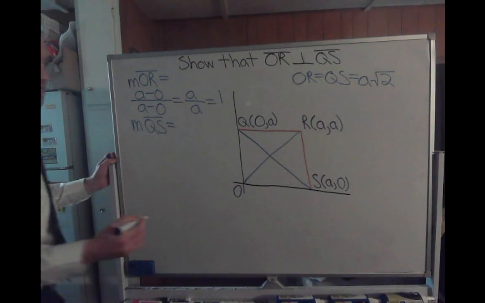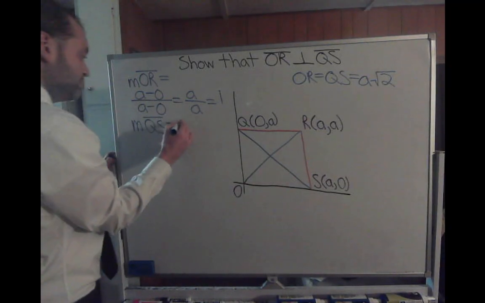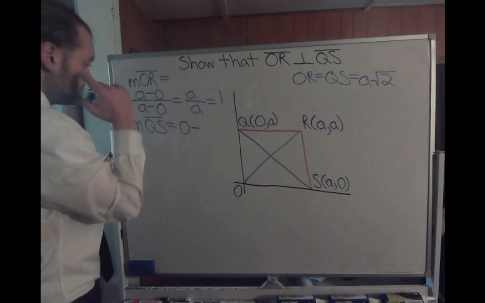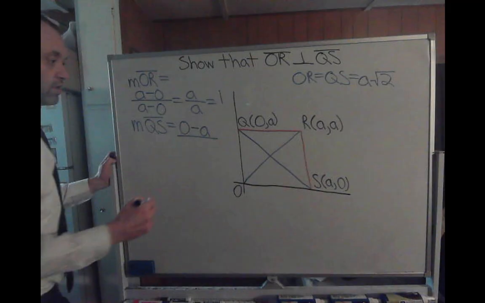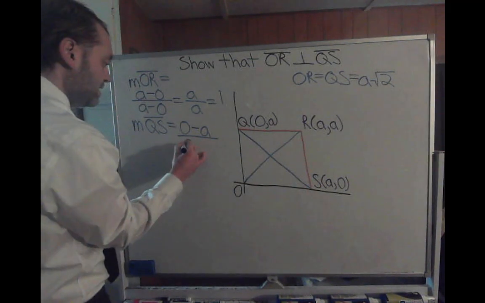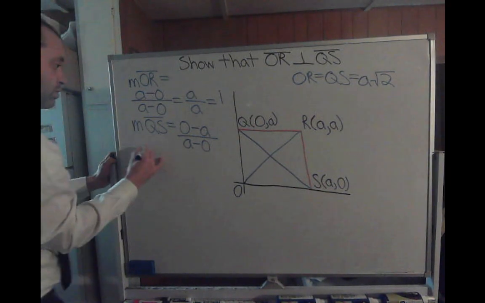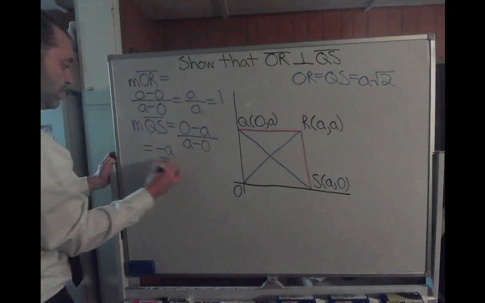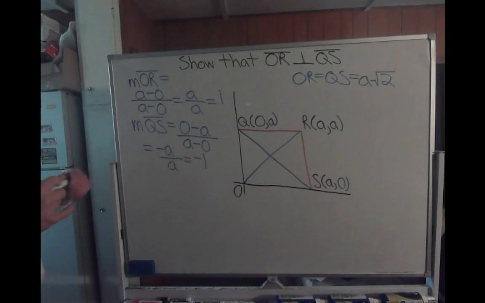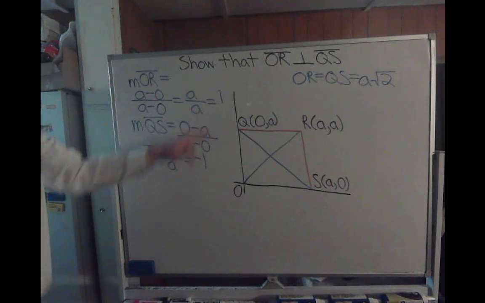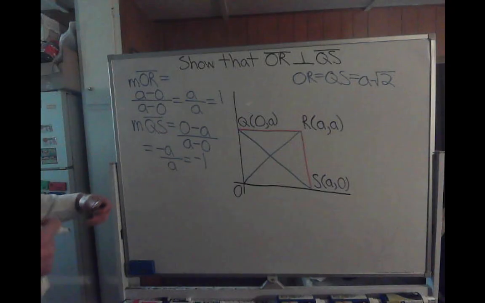So the slope of QS, take your x2, your y2, which would be 0, minus the y1 of A, all over your x2 of A, minus your x1 of 0, which would end up giving you negative A over A, which gives you a slope of negative 1. And we know that when we multiply these two slopes, we'll get negative 1, which is exactly what you should get if they're perpendicular.